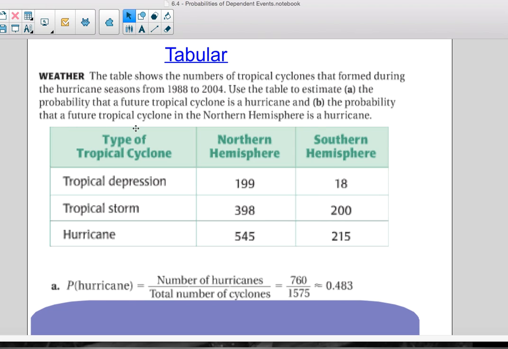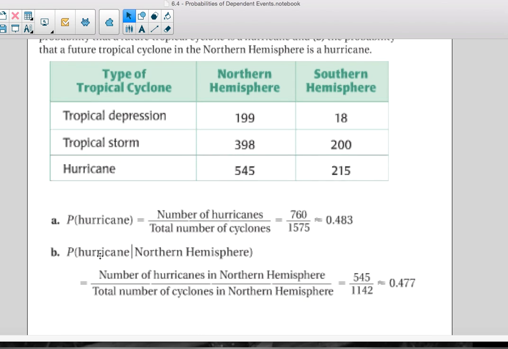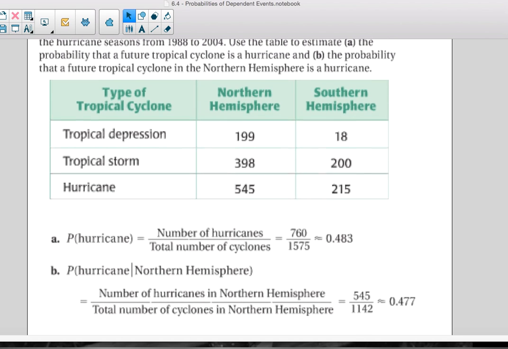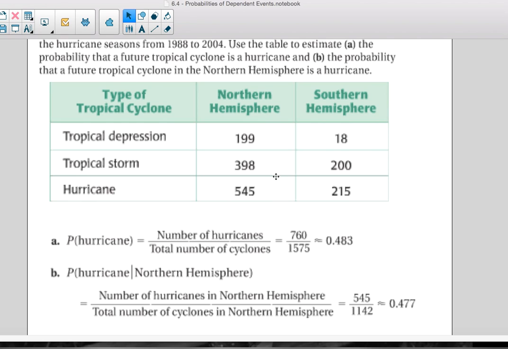Now the probability that a future tropical cyclone in the northern hemisphere is a hurricane would actually be the probability of a hurricane given, like what we did from 6.3, that you are in the northern hemisphere, right? So I think that's what this is going to say. Probability of hurricane given you're in the northern hemisphere, which, if you remember from the formula, it's the probability of both hurricane and northern hemisphere divided by the probability of just northern hemisphere. Number of favorable, sample space, right? So the probability of hurricane and northern hemisphere would literally just be the one cell where it's northern hemisphere and hurricane. They both meet right there, 545.